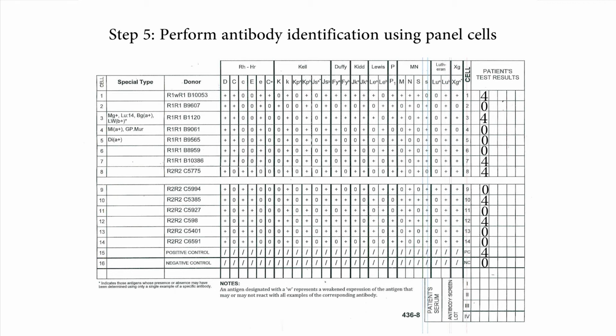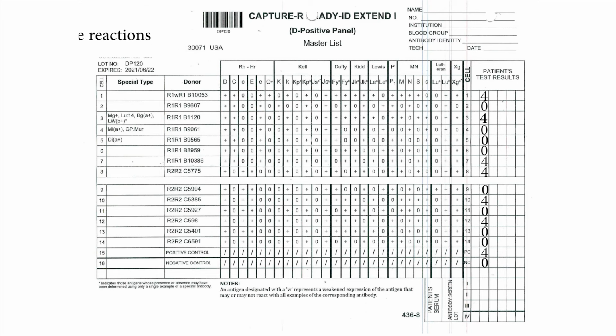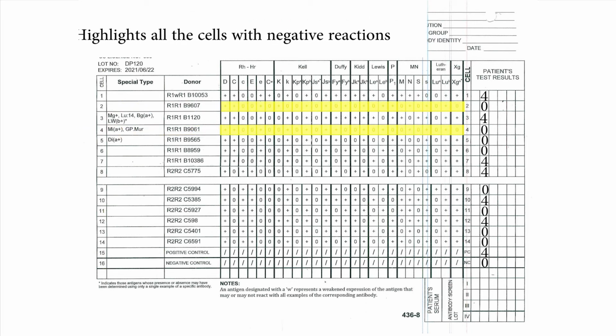Do not get discouraged by the number of positive cells. Just start with step 1, which I have done for you already. Let's go to the next step together. Step 2. Highlight all the cells with negative reactions.